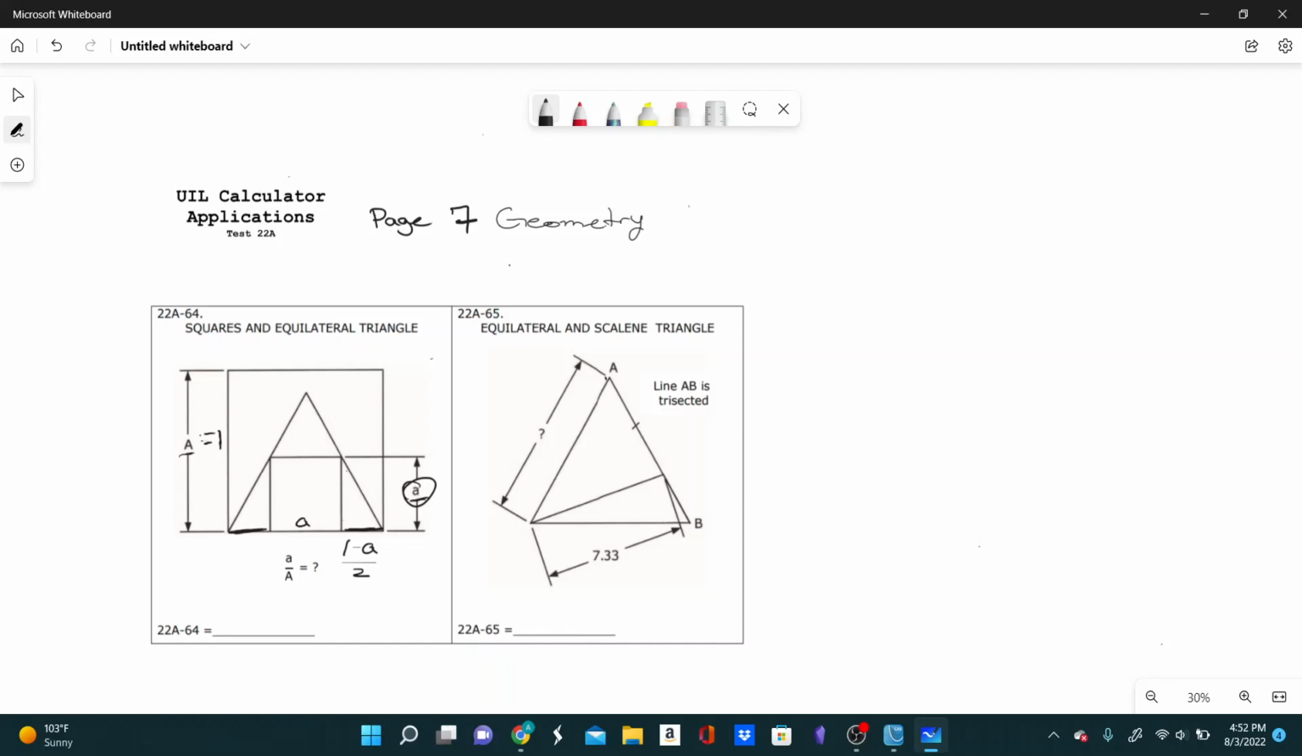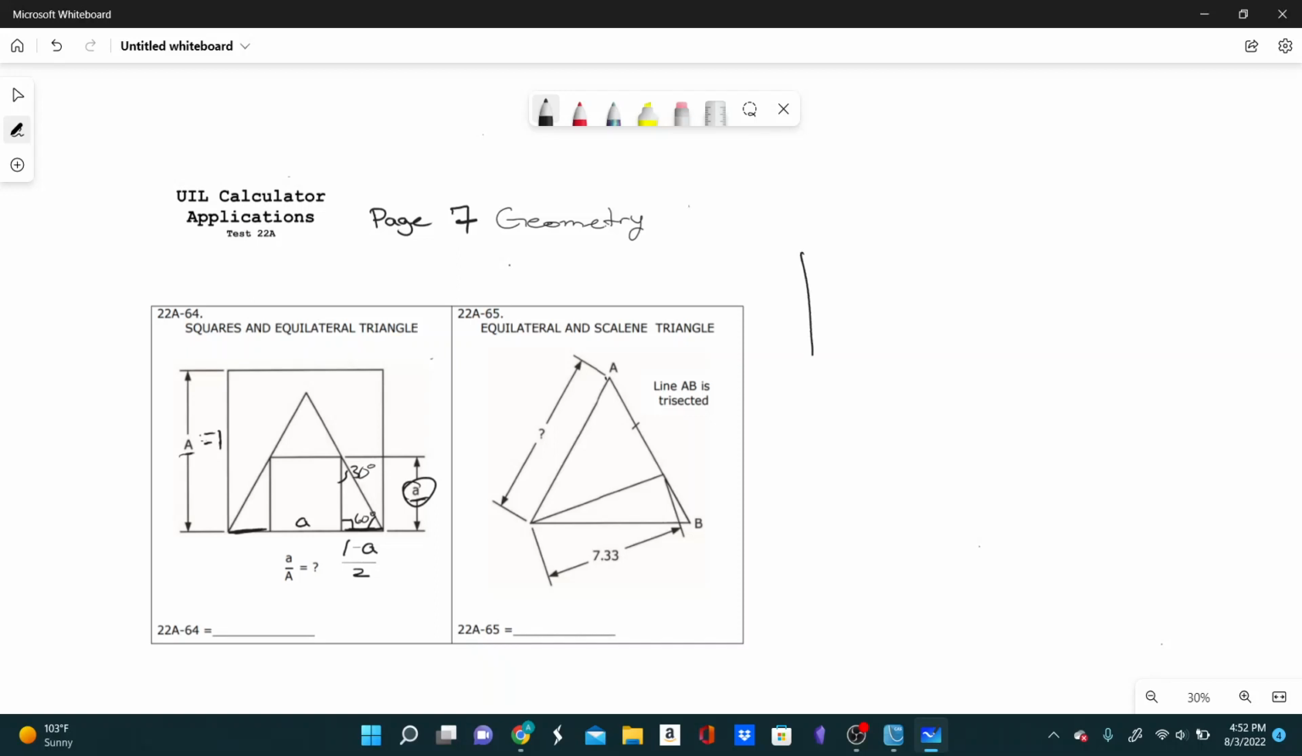So here we have a 90-degree angle. Here we have a 60-degree angle, and we know this because it's the corner of an equilateral triangle. And then we know this is 30 degrees because it has to be for there to be 180 degrees in this triangle.